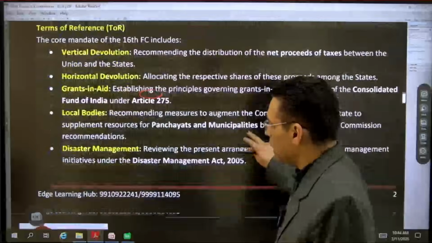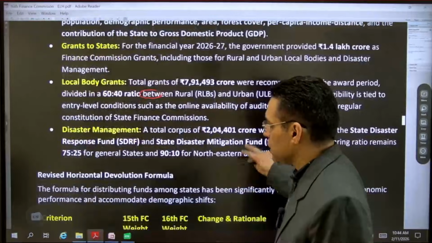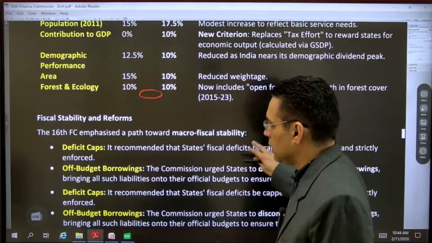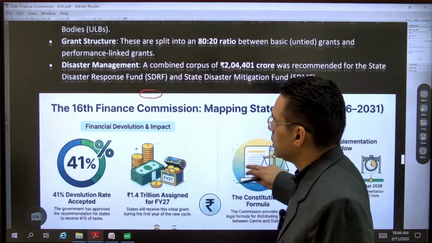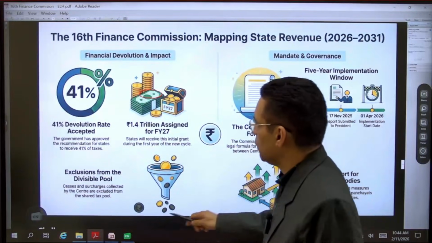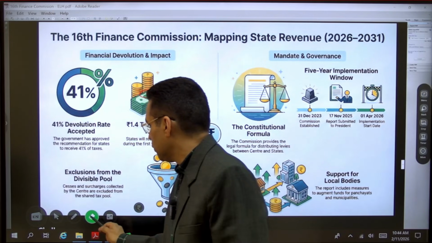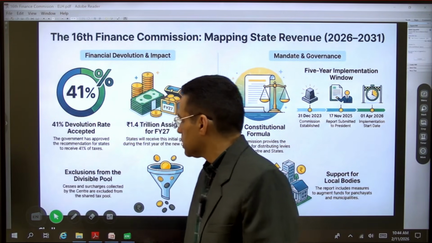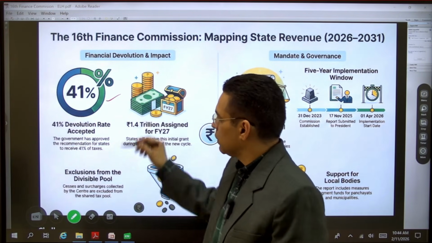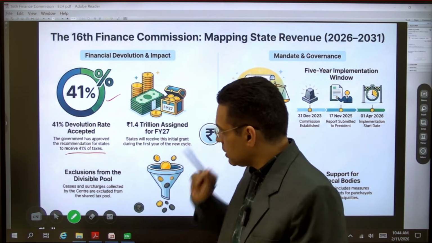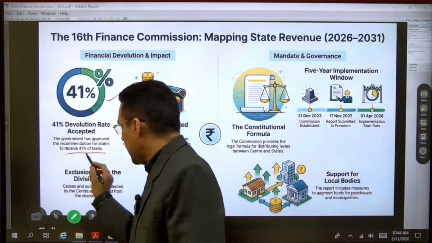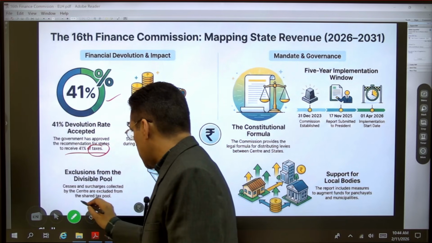Now coming to the other parts of the Finance Commission's approach, we need to understand how things work. First, the concept of fiscal devolution that we discussed: here the Finance Commission will suggest that 41% of the revenue goes from the central government to the state governments. But here there is a very important concept. Only taxes are taken, not the cess and surcharge.